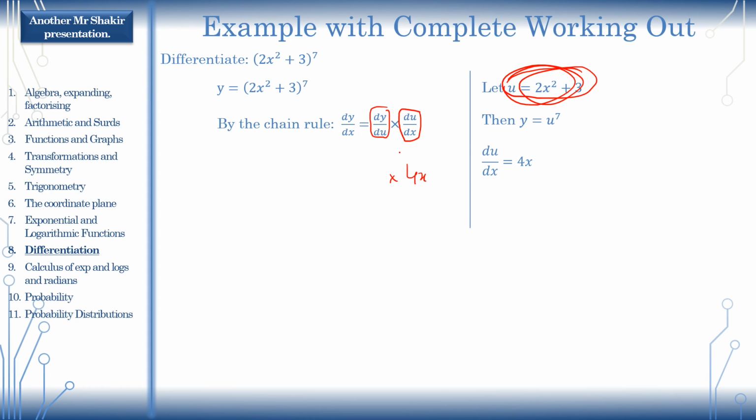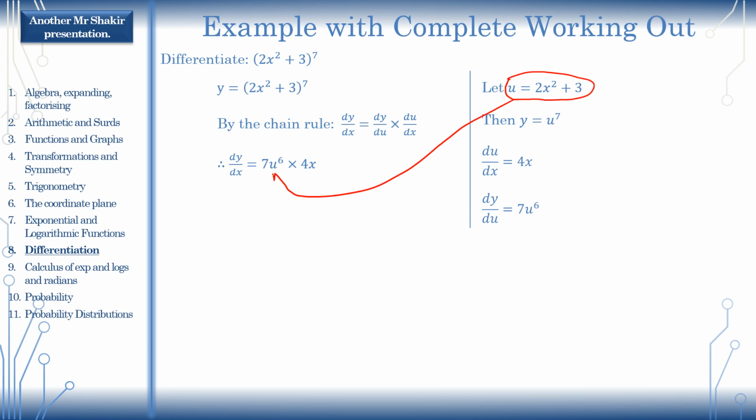What's dy on du? Well, dy on du, we'll just differentiate this. dy on du is 7u to the 6. So dy on dx equals that. Now, we know what u equals, because we let u equal that. So I'm going to unsubstitute, so to speak. I'm going to sub it back in, and you simplify. 7 times 4 is 28x, and so on.